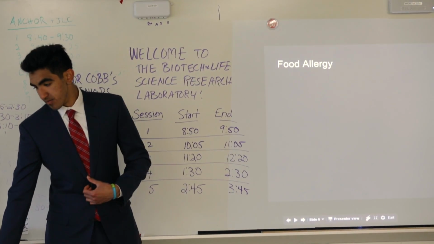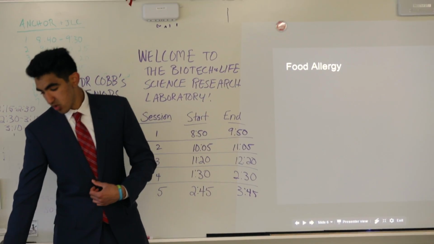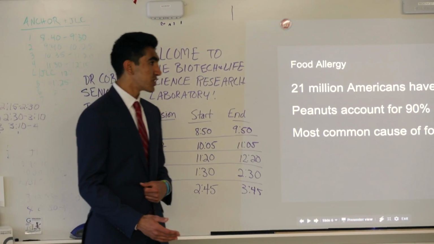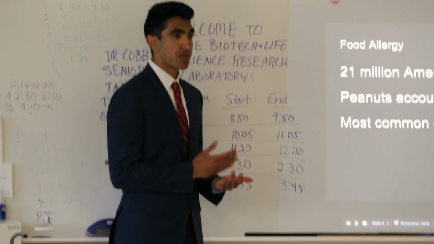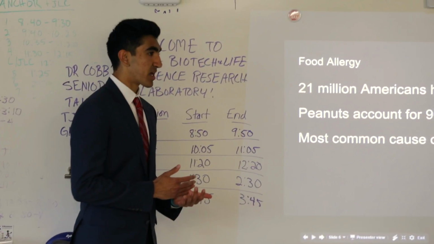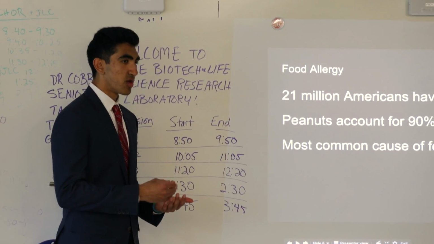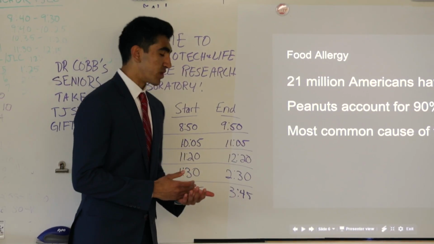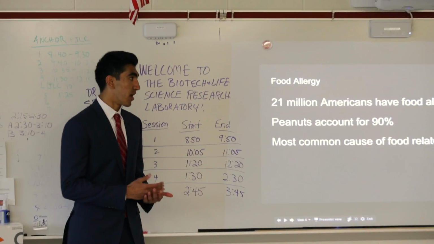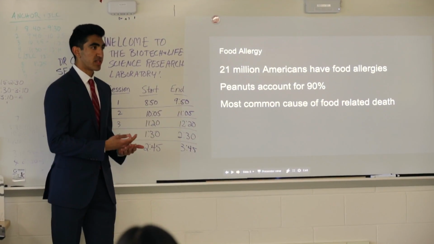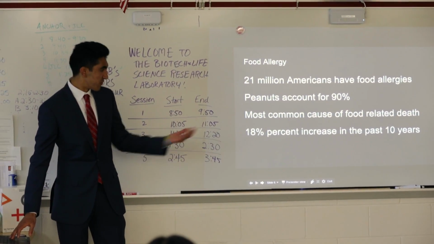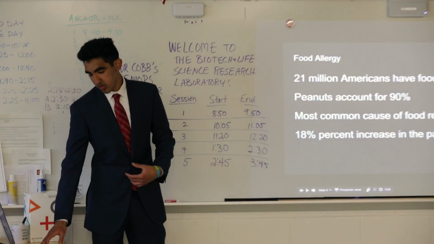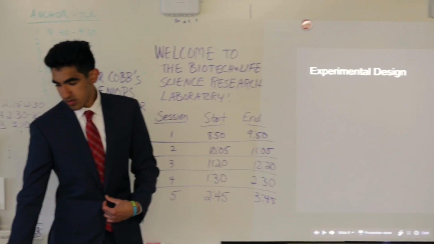When we were modeling food allergies, we used peanut allergies because out of 21 million Americans who have food allergies, 90% of them are allergic to peanuts. Because this accounts for a large majority of food allergies, we believe that this would be an accurate model to test the best way to find a possible secondary allergenic response. And peanut allergies are also increasing, so it's still kind of a problem.